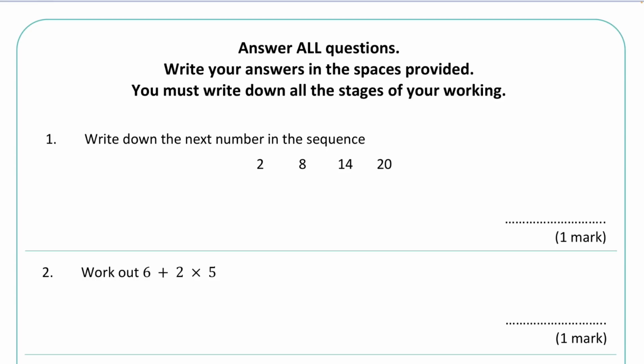So this first question is asking us to write down the next number in the sequence. We can see here that it is going up in 6s each time, so adding 6 to that final number 20 gives us 26 for our next number in the sequence.